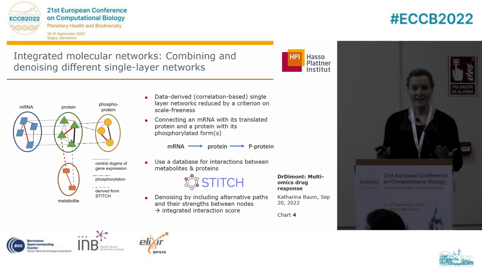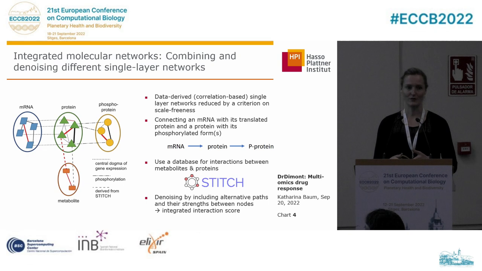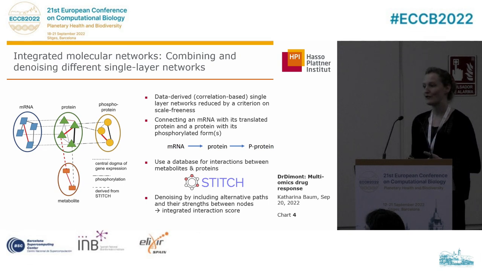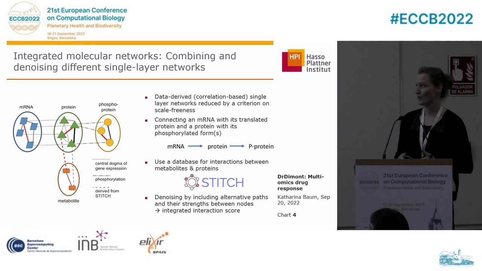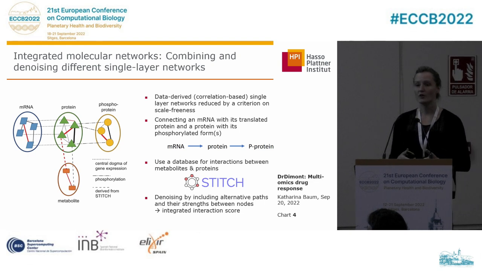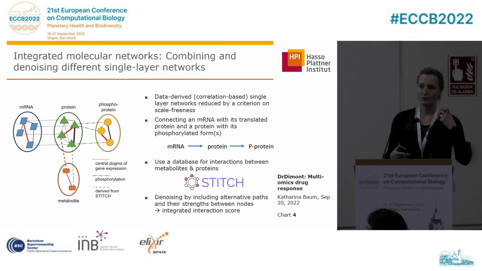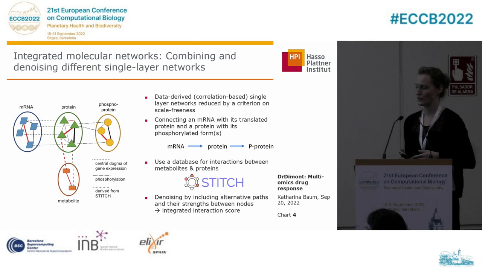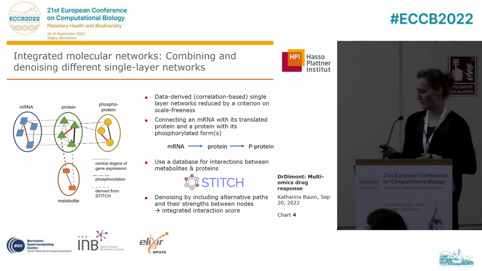The metabolite layer is a bit more complex because it's not gene-driven, so you do not have this explicit connection. For that, we use information from databases such as STITCH, where you have information on how proteins and metabolites interact and regulate one another. You can have inhibiting and activating regulations, and we take this into account. We use the confidence reported in this database as the edge weight, so we would have values between 0.8 and 1, and minus 0.8 and minus 1.